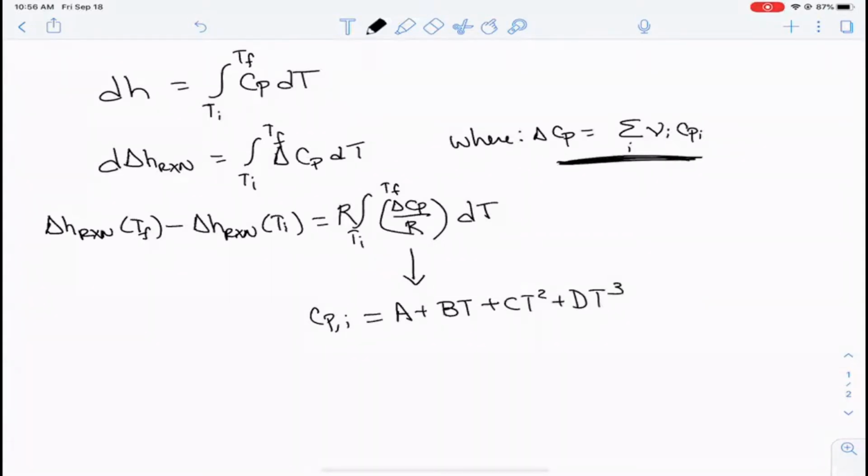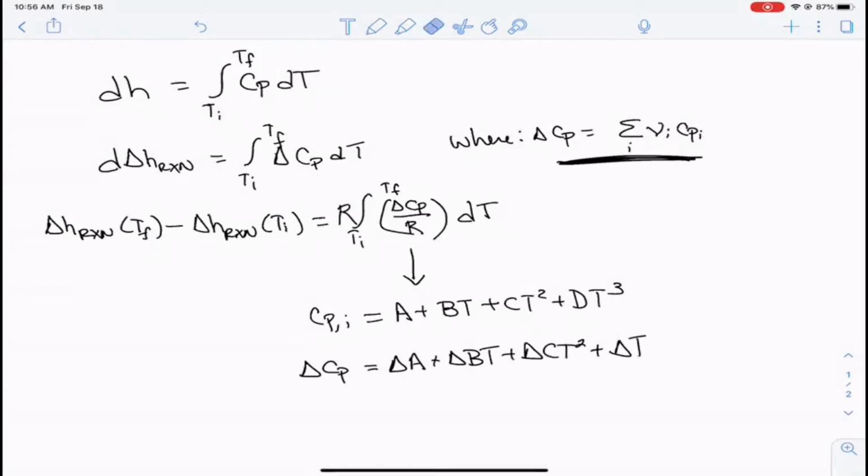And if you look at the way that was defined, that delta Cp was the sum of the stoichiometric coefficients, we actually can use that to find that delta Cp for any reaction is just equal to delta A plus delta B times T plus delta C T squared plus delta D over T squared. And I apologize, I actually made a mistake. That's not how your book does it. That's over T squared. And so then that becomes delta D over T squared. Right? Yes, it is over T squared in the back of your book.